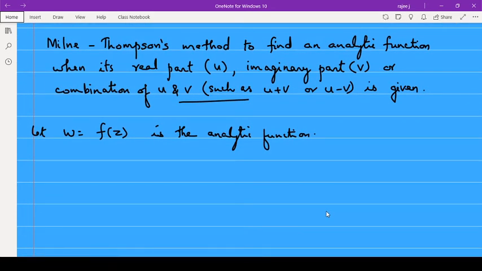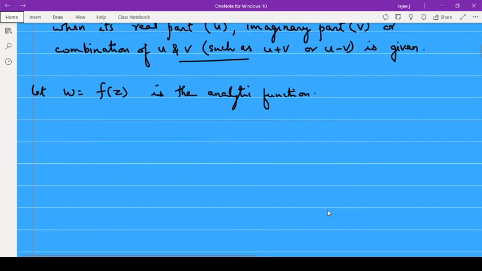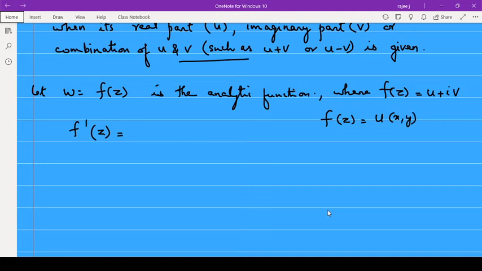So now Milne-Thomson method. Here what we do is we take w equal to f of z. This is an analytic function where f of z is equal to u plus iv. Then, since f of z is u plus iv, we find the derivative of this, f dash z. In u you have x and y, and in v also we have x and y.